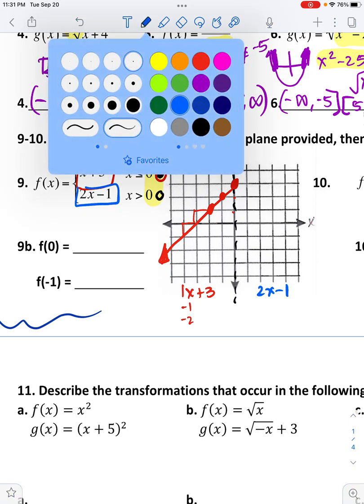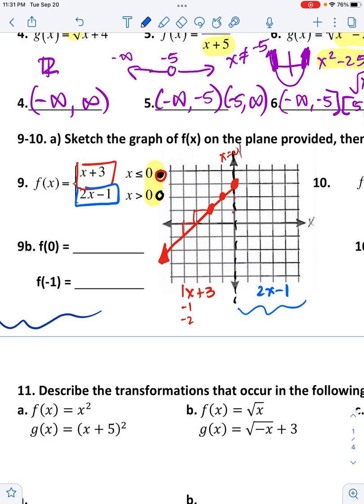For the second category, x greater than 0, meaning over here, I'm using this bottom rule. I still plug in the breaking point, which is 0 here. So 2 times nothing is nothing minus 1. So this would be at -1, but that one's open because it says x is greater than 0, not or equal to. And then since I'm going off to the right, the easiest thing for me to do is look back at the original equation and just go, oh, the slope is 2. So from here I'll go up 2 over 1, up 2 over 1, and just draw my line in.